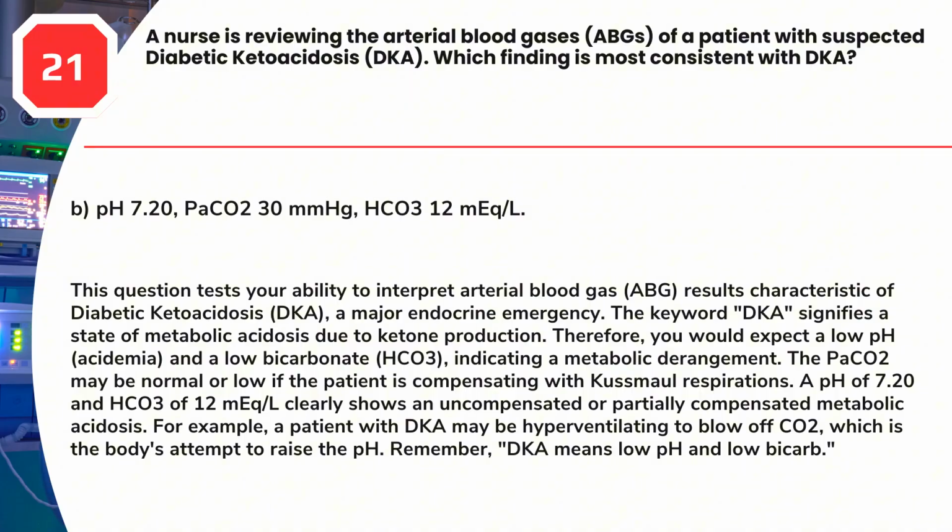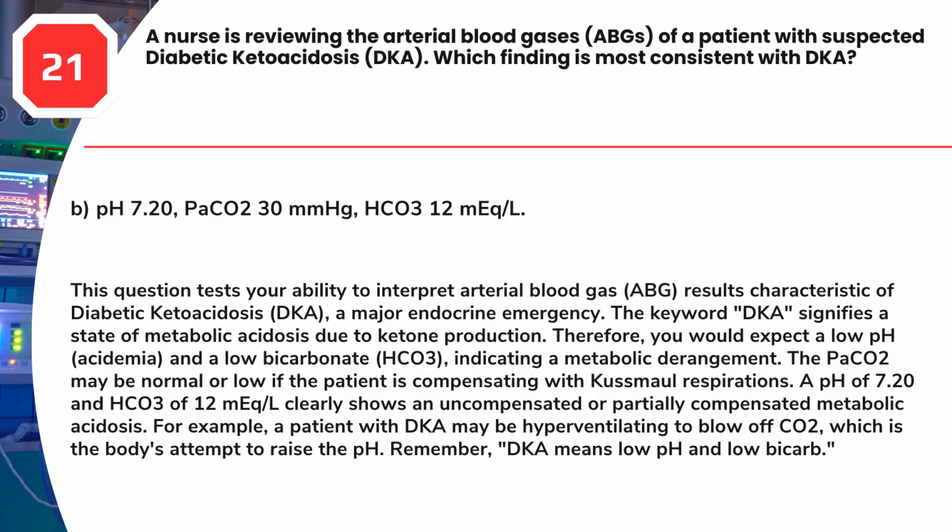Answer B. pH 7.20, PaCO2 30 mm of mercury, HCO3 12 milliequivalent/L. This question tests your ability to interpret arterial blood gas, ABG, results characteristic of diabetic ketoacidosis, DKA, a major endocrine emergency. The keyword DKA signifies a state of metabolic acidosis due to ketone production. Therefore, you would expect a low pH, acidemia, and a low bicarbonate, HCO3, indicating a metabolic derangement.